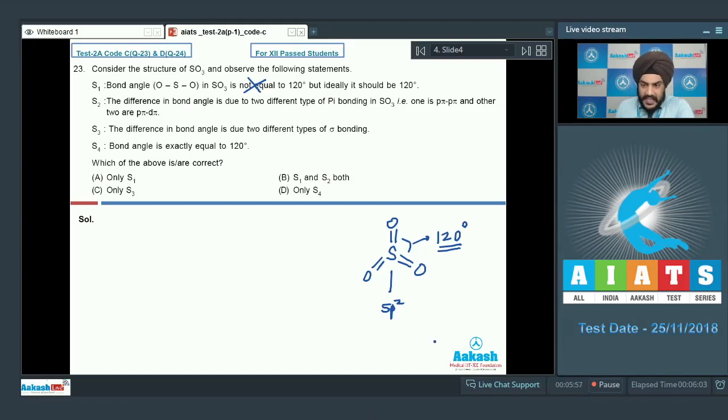Students, this statement is partially correct. The examiner is correct about the bonding type, but the statement becomes incorrect as it is mentioned that the bond angles are different. So this is not correct again. Let's look at statement 3 now.